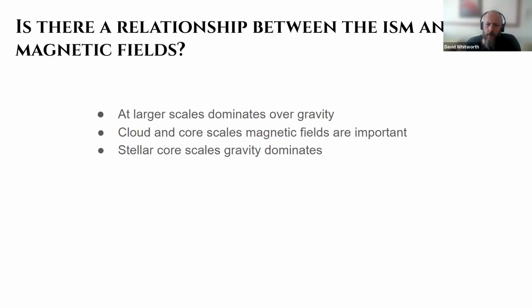So is there a relationship between the ISM and magnetic fields? Well, yes, to some extent. At larger scales, it might dominate over gravity, it might not. At cloud and core scales, magnetic fields are definitely important. And at stellar core scales and smaller, gravity definitely dominates. So we've got this multi-scale influence happening.